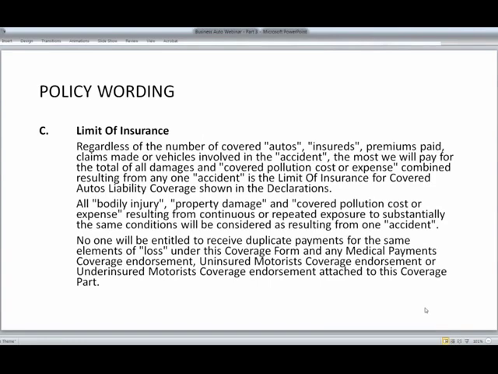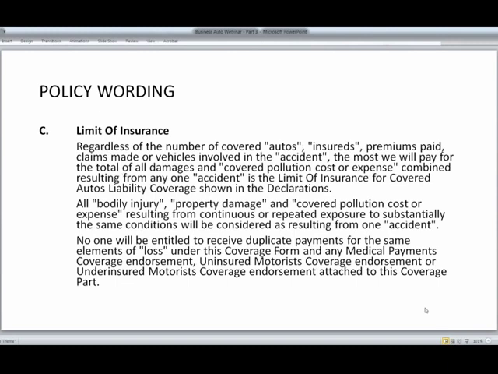Limits of insurance. This is an occurrence limit form. Regardless of the number of covered autos, insureds, premiums paid, claims made, or vehicles involved in the accident, the most we will pay for the total of all damages and covered pollution cost or expense combined resulting from any one accident is the limit of liability for the auto liability coverage shown in the declarations. All bodily injury, property damage, and covered expense resulting from the continuous or repeated exposure to substantially the same conditions will be considered as resulting from one accident.